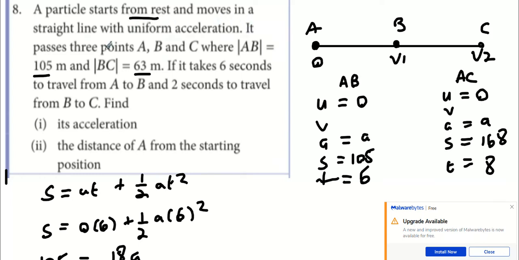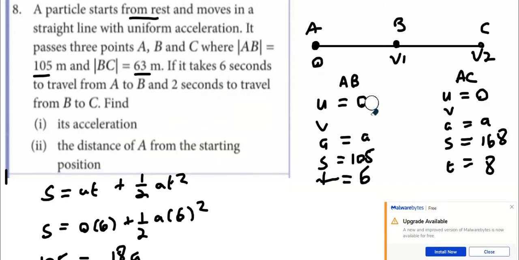A particle starts from rest and moves in a straight line with uniform acceleration. It passes three points A, B, and C. It doesn't specify that it starts at A from rest, correct? Yep. AB is 105, BC is 63. It takes 6 seconds to travel from A to B and 2 seconds to travel from B to C. Find its acceleration. All right, that's fair enough.